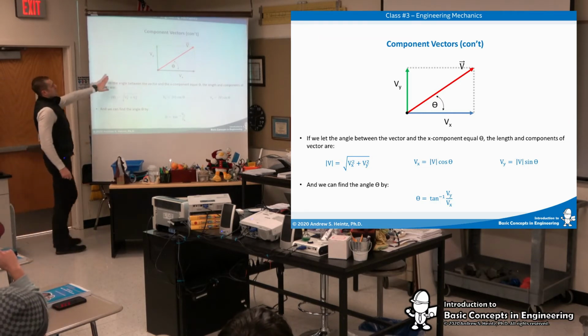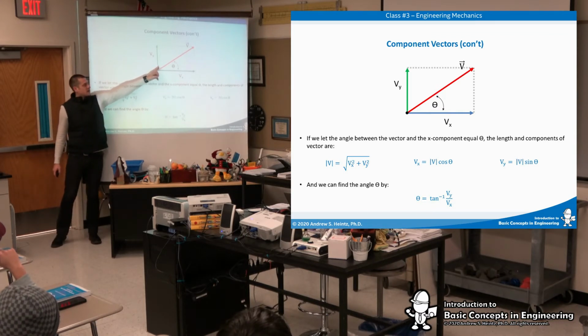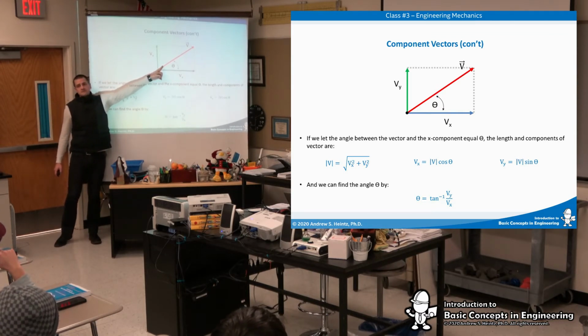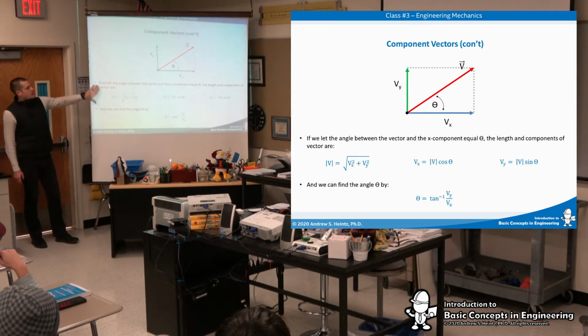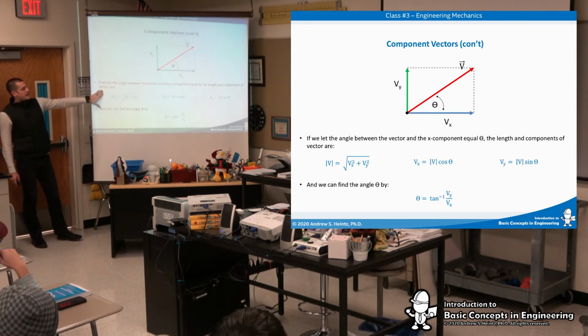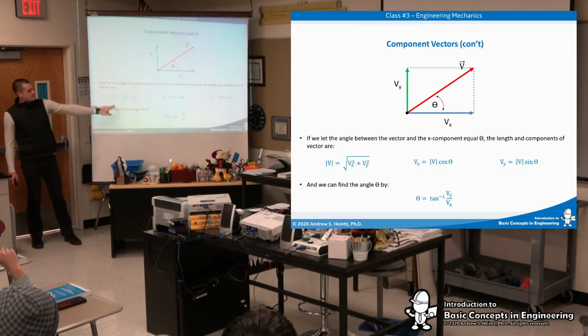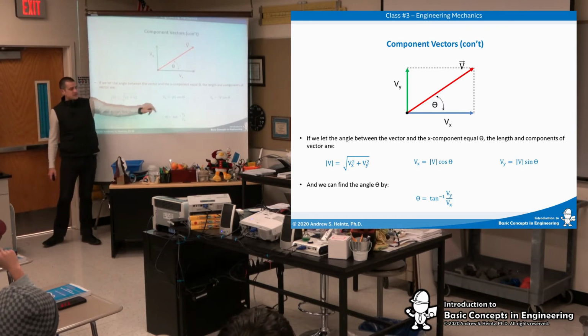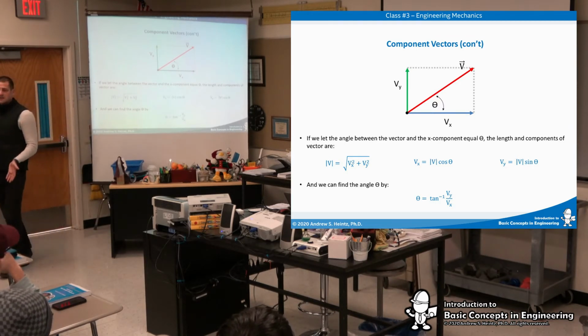Okay? So, again, we have our angle here, right? And then this is a 90-degree angle, so what would this angle be? 90 minus theta, right? Remember this guy is theta. Okay? So if we let the angle between the vector and the x component equal theta, you get these formulas here, right? Where the total value is the square root of vx squared plus vy squared. The x component is v cosine of theta. The y component is v sine theta.